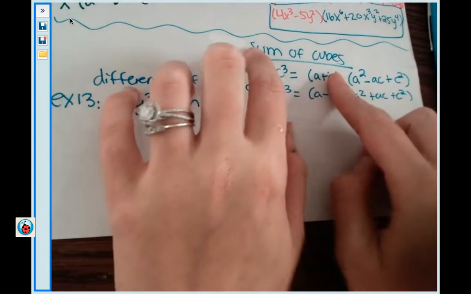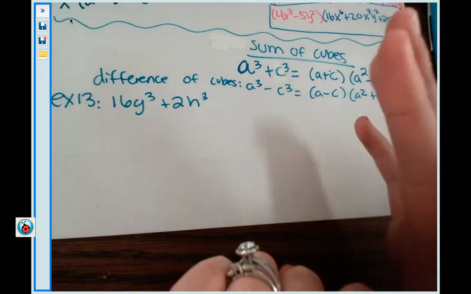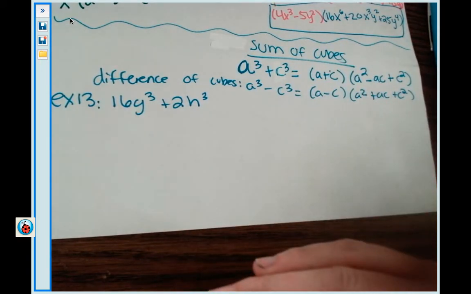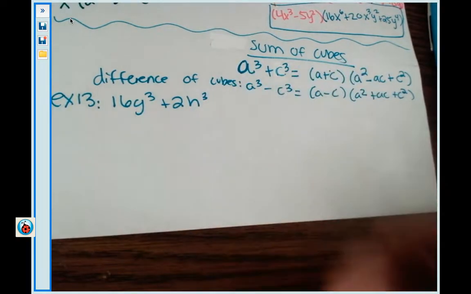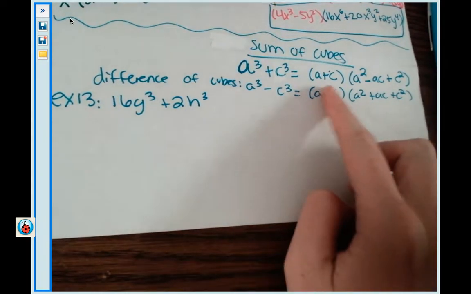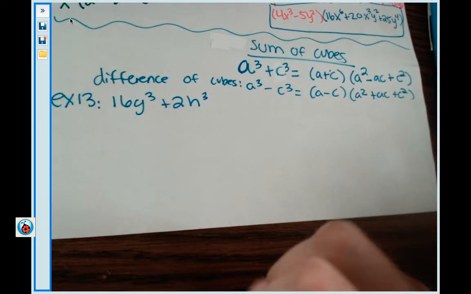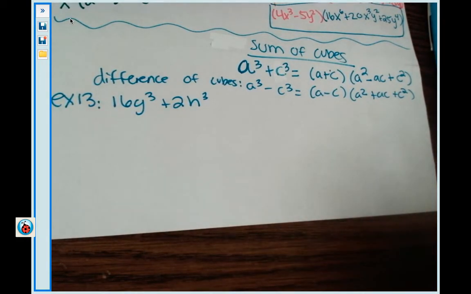Now, sum of cubes is kind of unique because we have a plus sign. A difference of squares and a difference of cubes both contain a minus sign. So you have to know when to use a difference of cubes versus a difference of squares. In order to use a sum of cubes, first of all, you have to have two terms. Secondly, each of these has to be a perfect cube. And if you see that, you will use this formula over here, which is very similar to the difference of cubes. So I'm going to show you some ways you can remember this.